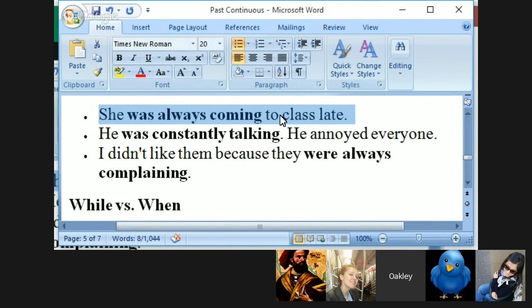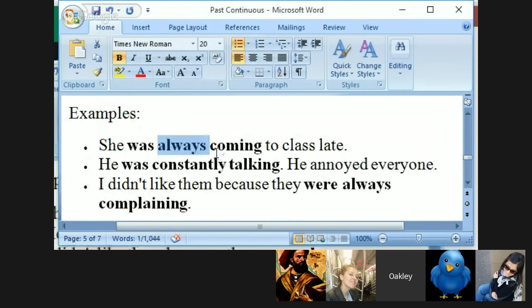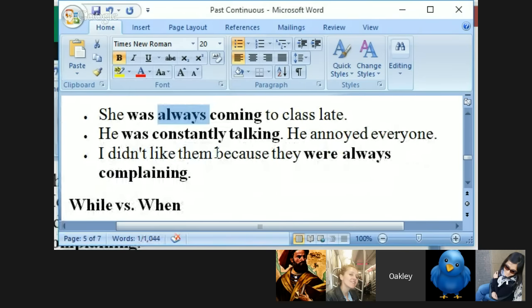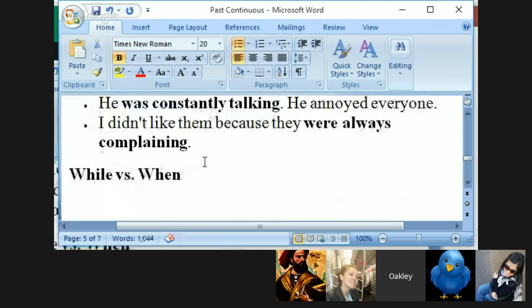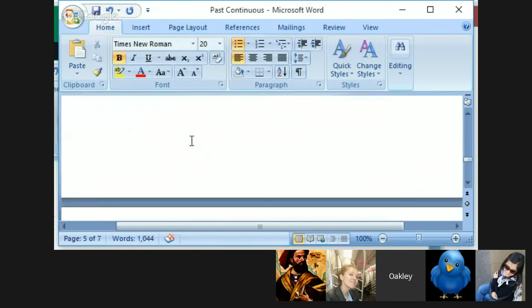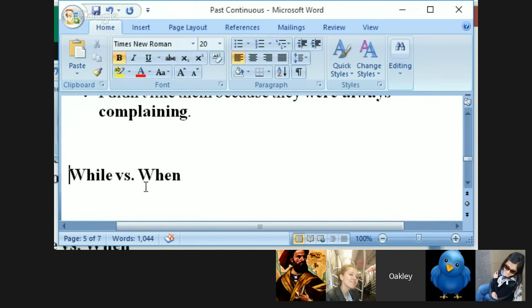When I use this form with the past continuous, it's very clear that it's annoying. She was always coming to class late. Okay? The always or constantly is there to kind of exaggerate the over and over and over again aspect. Okay, we may or we may not come back to that and try that out, but there's a couple other points that I really need to get to before the class ends. So let's move on for now.